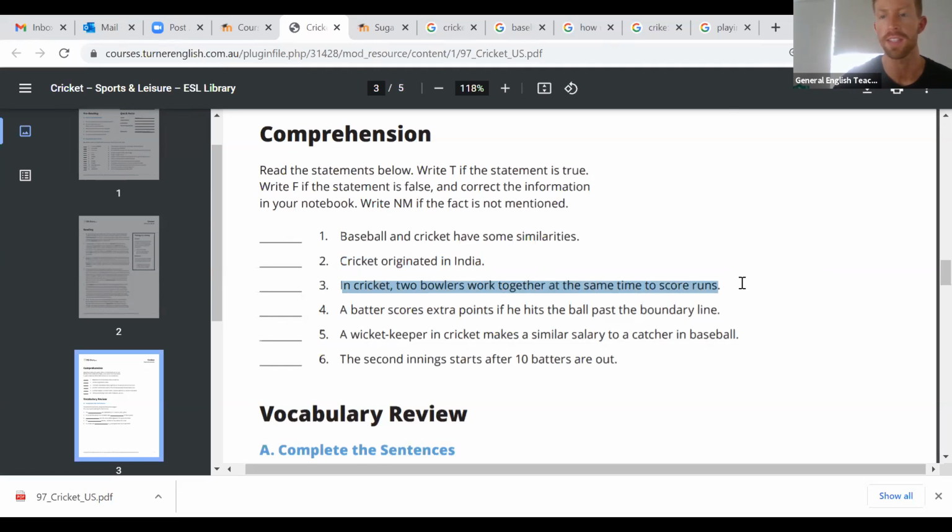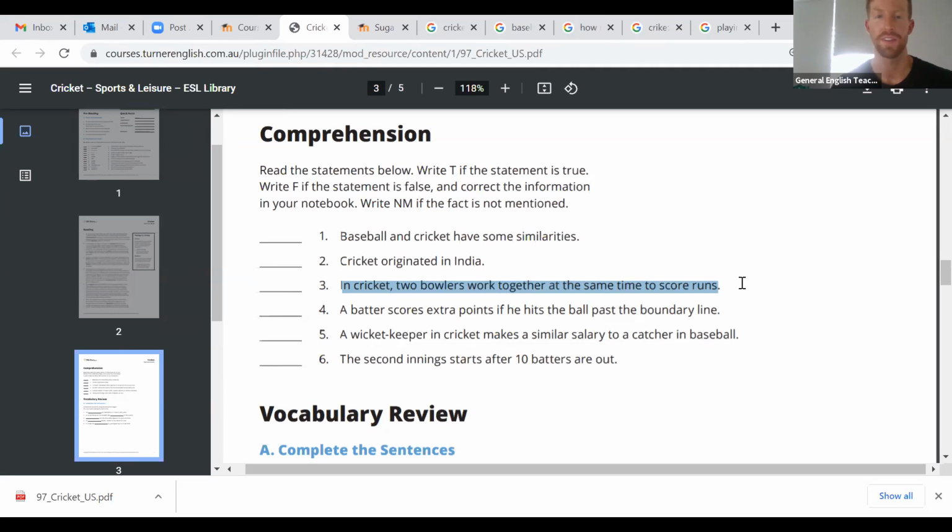Okay, two is false. All right, Leda, can you do number three? So read it out and then say true or false. Number three. In cricket, two bowlers work together at the same time to score runs. Runs, yeah. I think it is true.